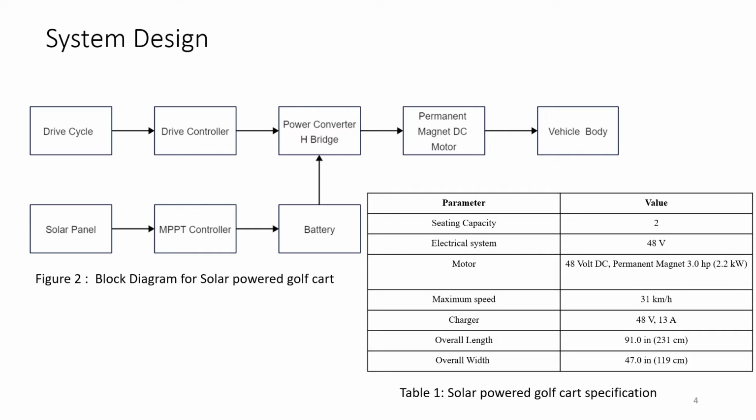To help control the output of the DC motor and thereby the speed of the vehicle body, the input of the DC motor is connected to the drive controller with the help of a power converter. The power converter also helps in transferring power from the battery, which is charged from the solar panels on top of the canopy of the golf cart, into the DC motor. A drive cycle is set up so that we can increase and decrease the speed to analyze the output parameters of the vehicle body of a solar powered golf cart.